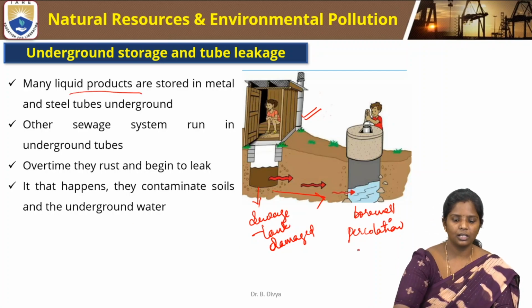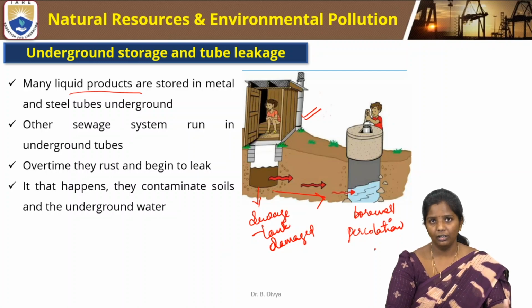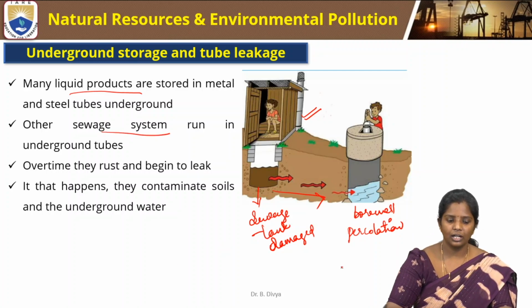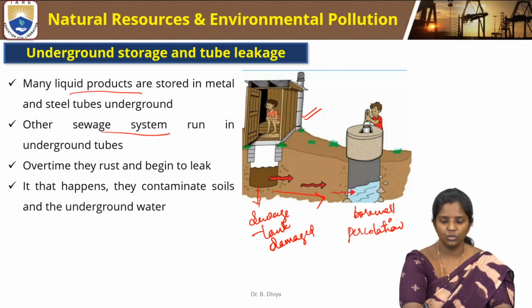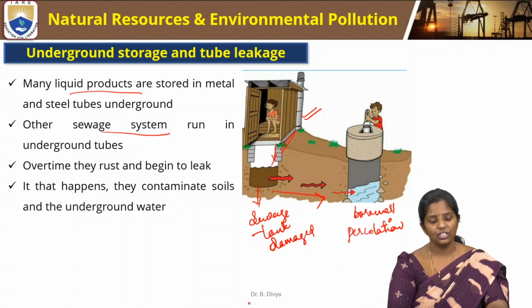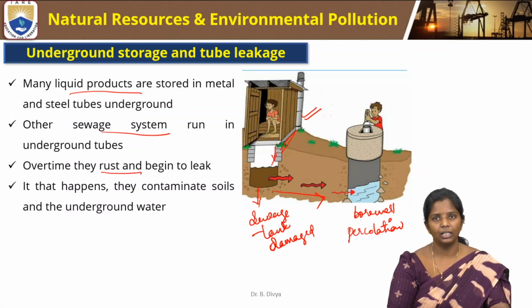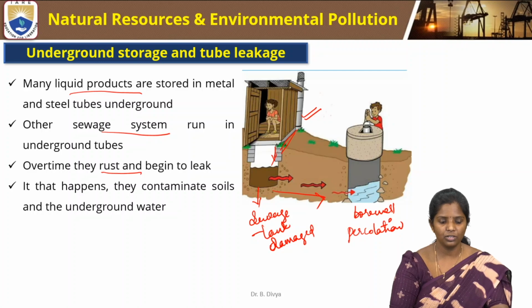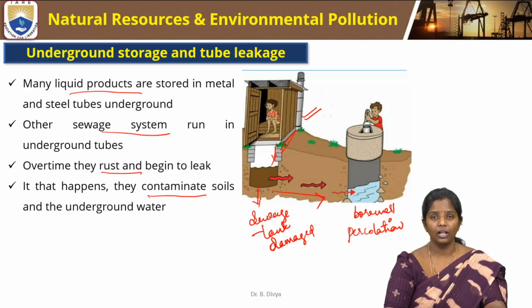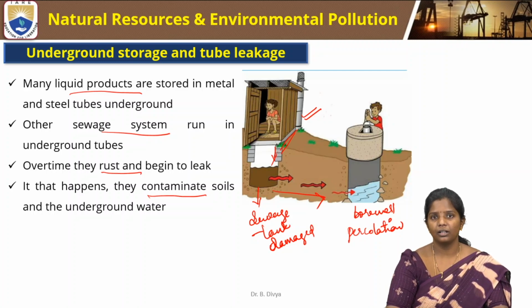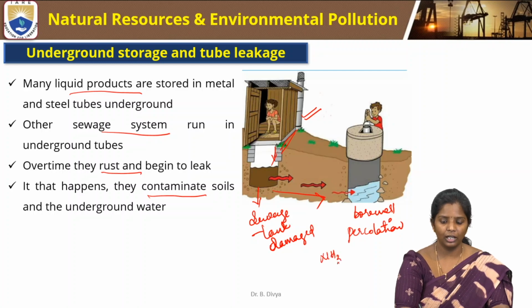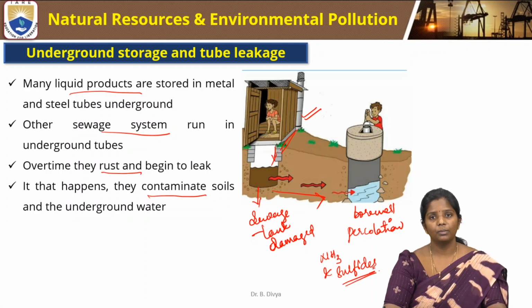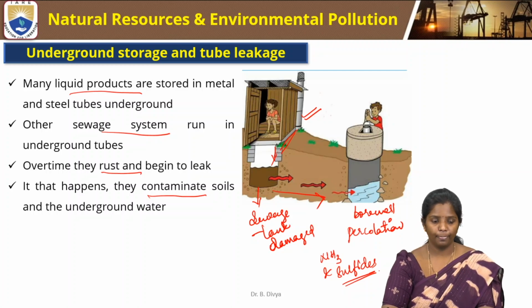So many liquid products are stored in metal or steel tubes underground. Other sewage systems run in underground tubes. We also have tubes that are running into the sewage tank. Over time they get rust and begin to leak. The leakage happens due to the rusting process, and it contaminates the soil as well as the water present underground. That is the most dangerous, as it will be contaminating with ammonia and other sulfide gases again. These also cause problems to mankind whenever we are taking this water for our daily purposes.